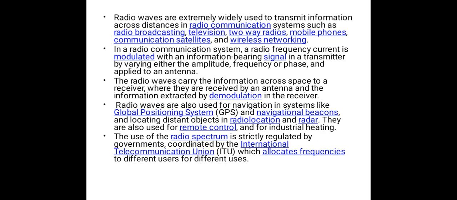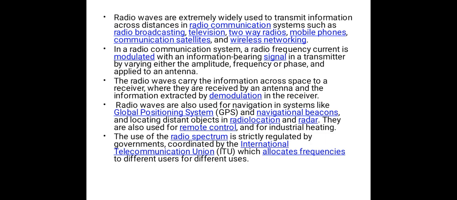Radio waves are extremely widely used to transmit information across distances in radio communication systems such as radio broadcasting, television, two-way radios, mobile phones, communication satellites, and wireless networking. In a radio communication system, a radio frequency current is modulated with the information-bearing signal in a transmitter by varying either the amplitude, frequency, or phase, and applied to an antenna. The radio waves carry the information across space to a receiver, where they are received by an antenna and the information is extracted by demodulation in the receiver.